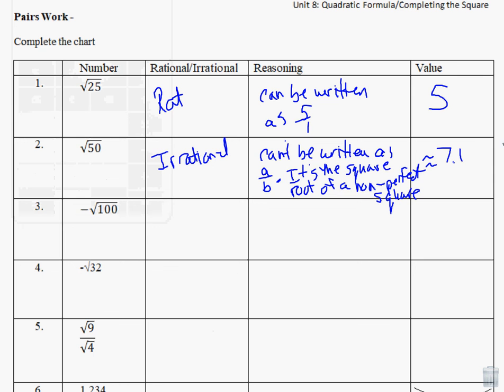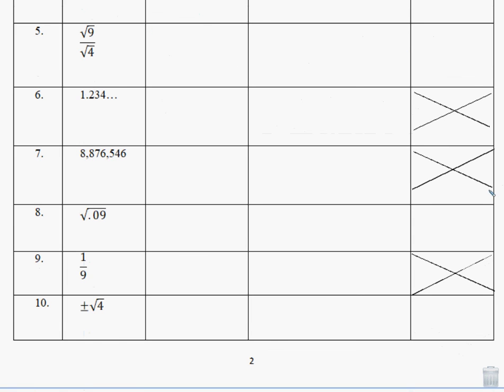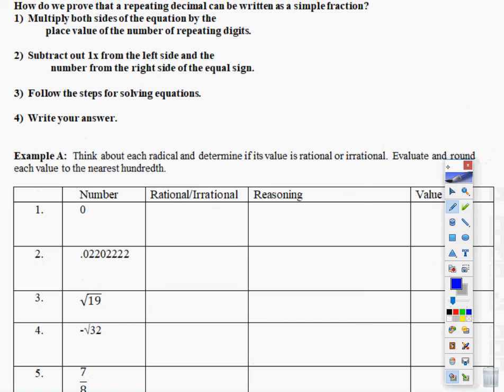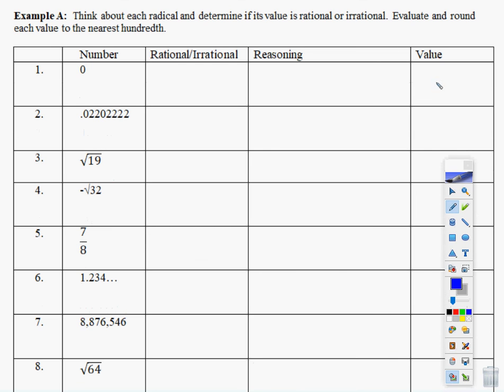So if you can finish this with the people at your table, and then when you finish this, you could start your homework. Your homework are these 2 pages finishing this chart. So really you're telling me whether things are rational or irrational and how come. And you're telling me its value, and you can round to the nearest 10th, unless these directions say something different. Let's take a look. Round to the nearest 100th.